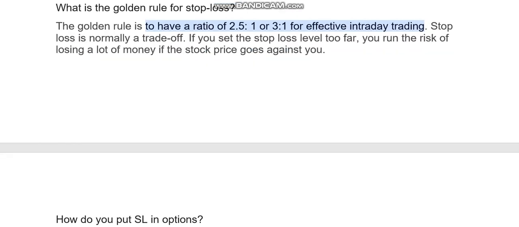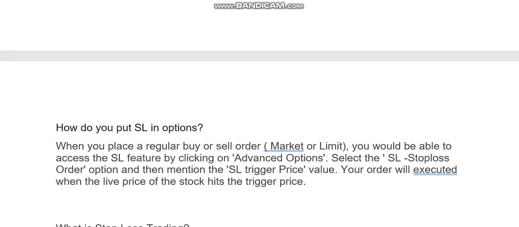What is the golden rule for stop loss? The golden rule is to have a ratio of 2.5 to 1 or 3 to 1 for effective intraday trading. Stop loss is normally a trade-off. If you set the stop loss level too far, you run the risk of losing a lot of money if the stock price goes against you.